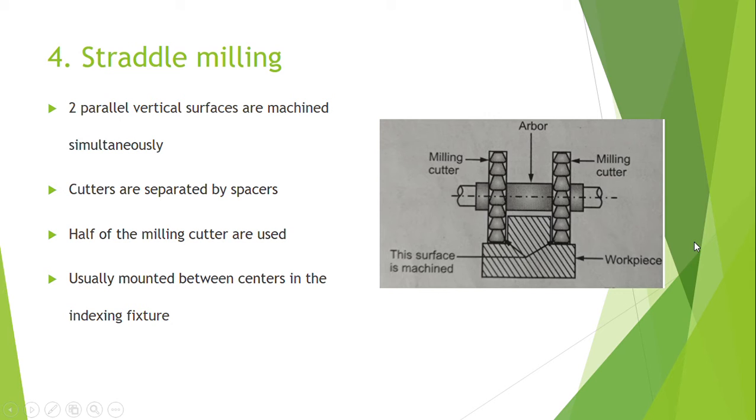and change for the length of the workpiece. The two side milling cutters are separated by a spacer. You can see here the spacer, which is used for adjusting the distance between the cutting teeth of the cutters, which is exactly equal to the width of the workpiece area required. Usually two side milling cutters are used so that they straddle the workpiece. The workpiece is usually mounted between the centers of the index fixture or mounted vertically in a swivel vise.